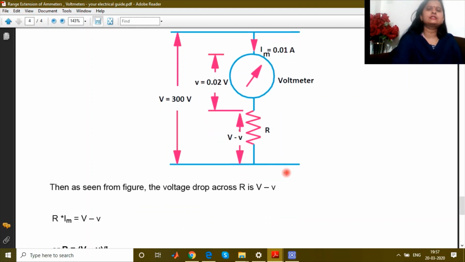So let's see how we can find the value of this resistance. As in the case of the ammeter shunt, where we applied the concept of a parallel circuit, the voltage in a parallel circuit is the same. Similarly here we will apply the concept of a series circuit, as the current in a series circuit will be the same. So the current in the voltmeter and the current in this multiplier will be the same. Then we can apply the KVL equation: V is the total voltage, V minus v is equal to R into Im, where R is the resistance of this multiplier and Im is the current going through it.